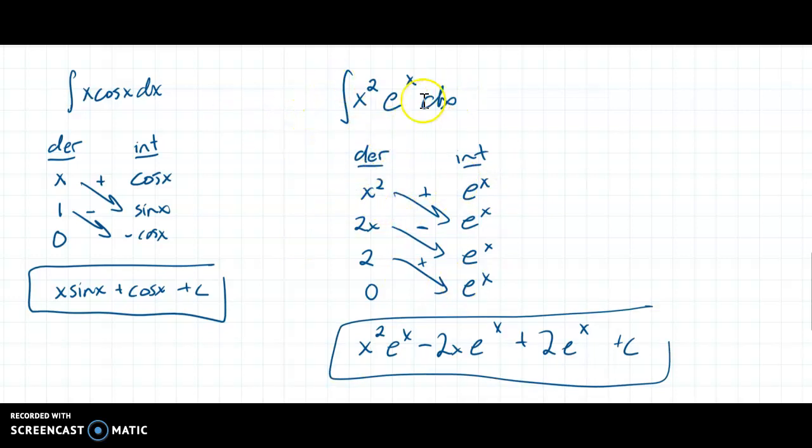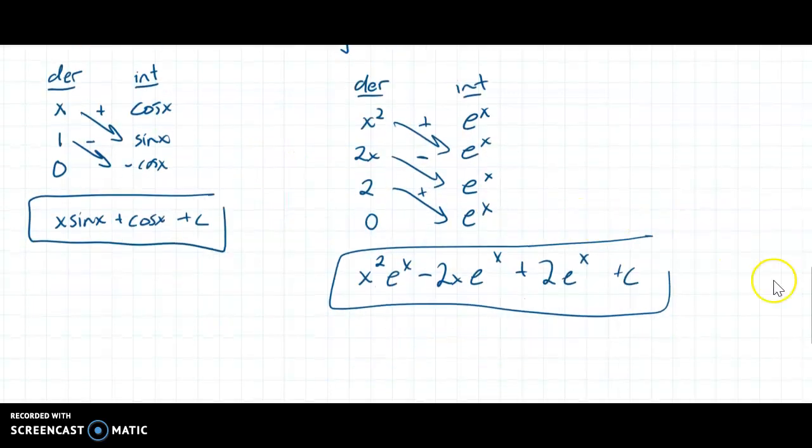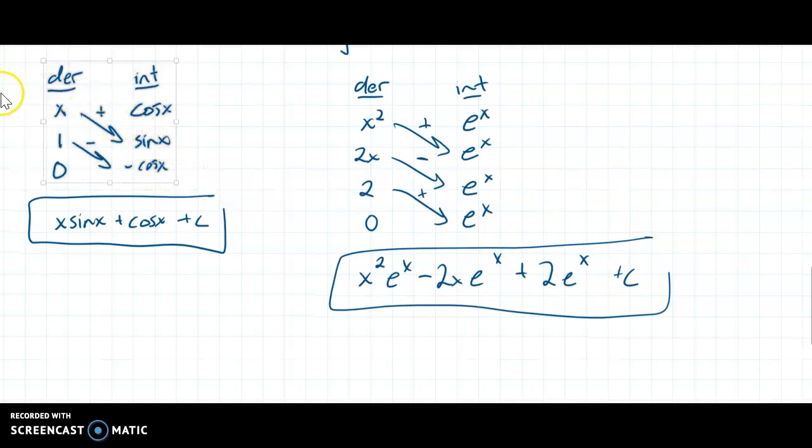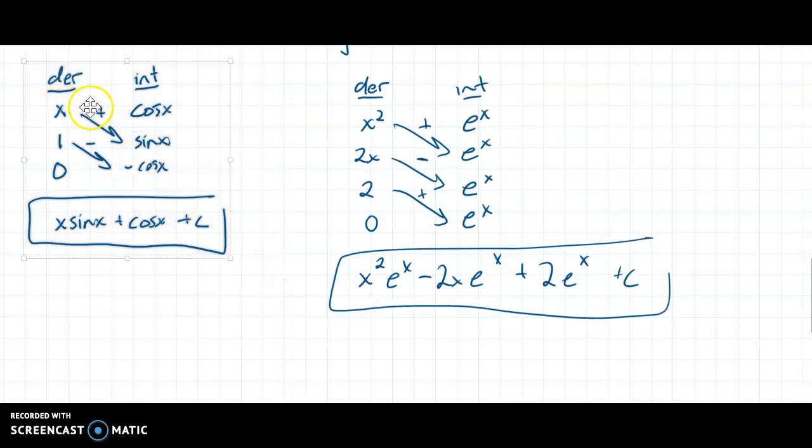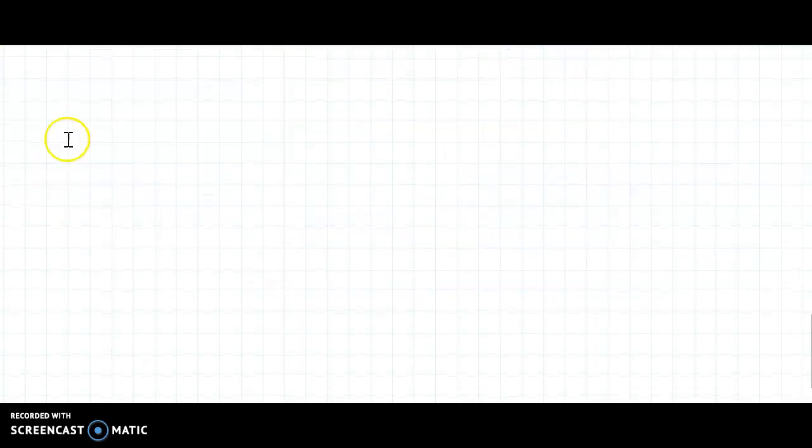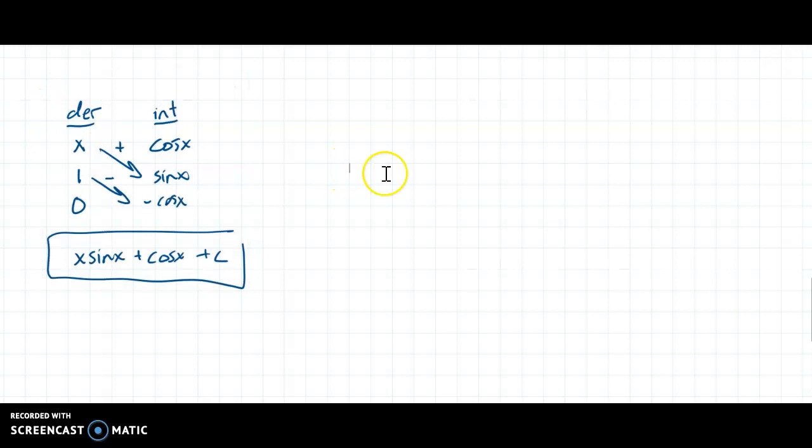If I was to try to use the formula with this one, I would actually have to do it iteratively, which means do it a couple times, using the formula. So now let me try to make a connection between the formula and this tabular method. I'm going to grab this and bring it down here. All right, so the formula is the integral of u dv is u times v minus the integral of v du.